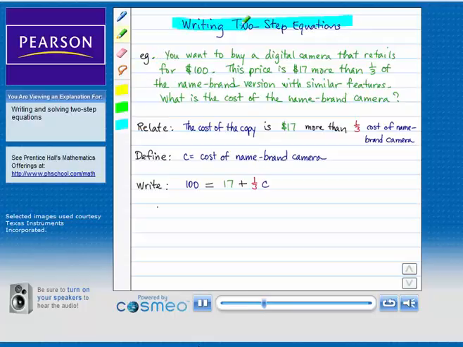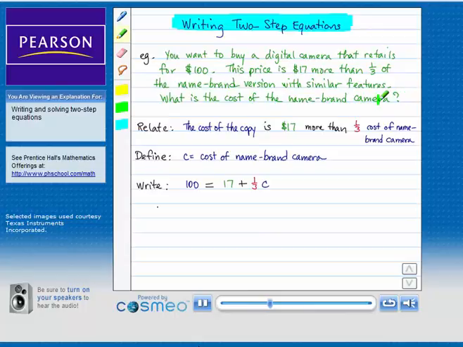Okay, we've seen how to solve them and the steps that we need to take, so let's look at the writing process. Suppose, for example, you want to buy a digital camera that retails for $100. And this price is $17 more than 1/3 of the name brand version with similar features. And you want to know what is the cost of the name brand camera.